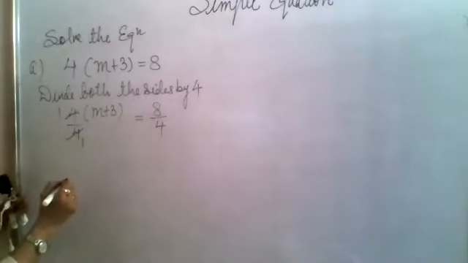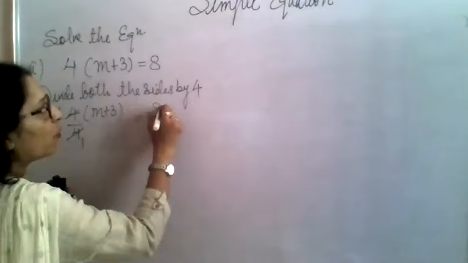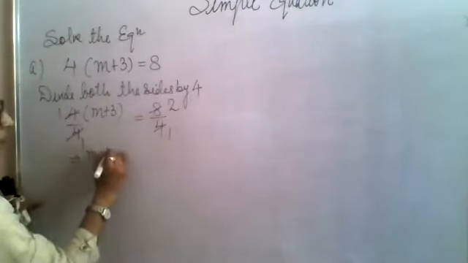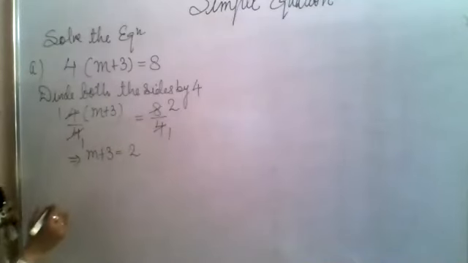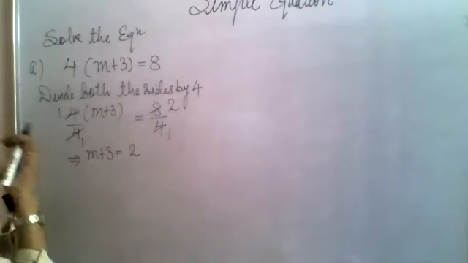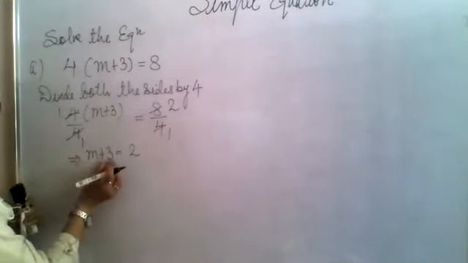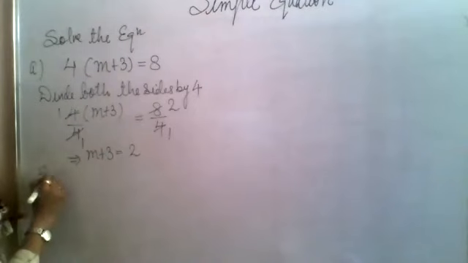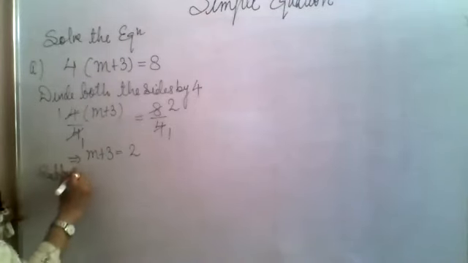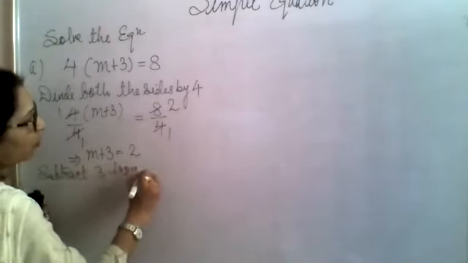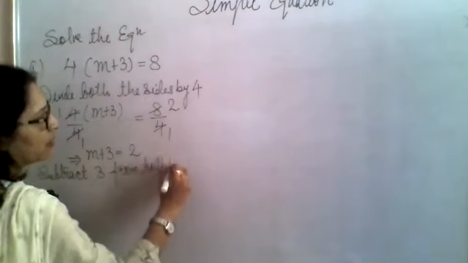4 1 is the 4. 4 2s are 8. What is left? m plus 3 equal to 2. Now you have to eliminate. In systematic method, you have to eliminate numbers one by one, doing addition, subtraction, multiply or divide. So you will subtract 3 from both the sides.